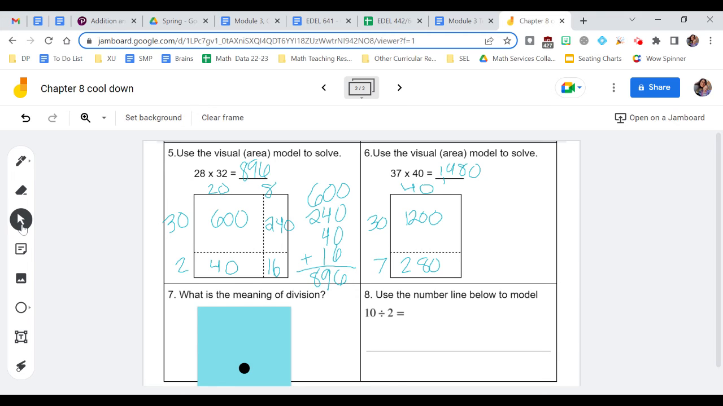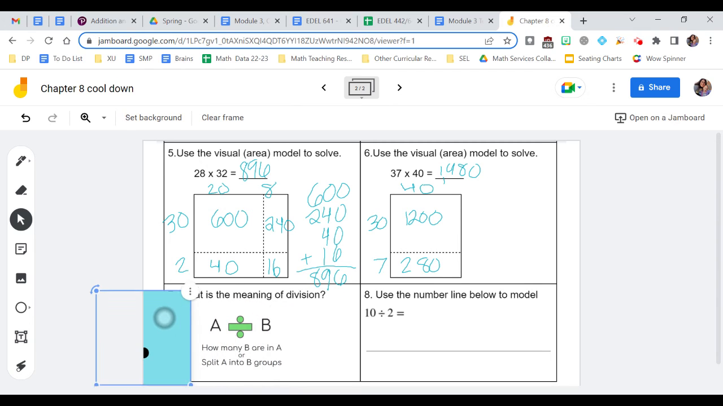Moving on to number 7. 7 was another meaning, another word answer. And so I really just took a snip from our slides earlier, and the meaning of division has two parts here. So we might say, if we have A divided by B, we might ask how many of B are in A. So how many of B could I fit into A? Or I could say that I'm going to take A and split it up into B number of groups. So those are the two different ways to explain the meaning of division.